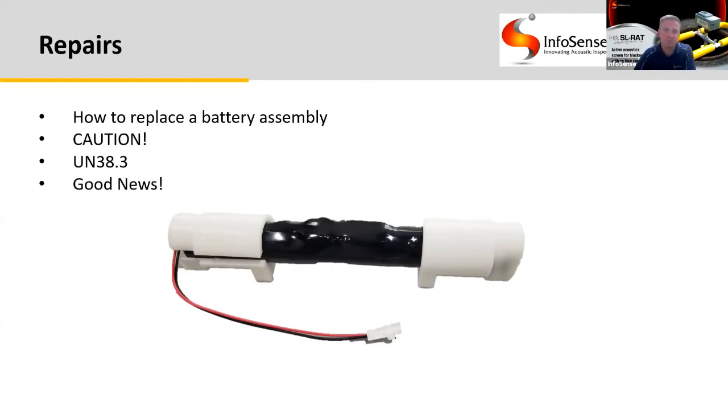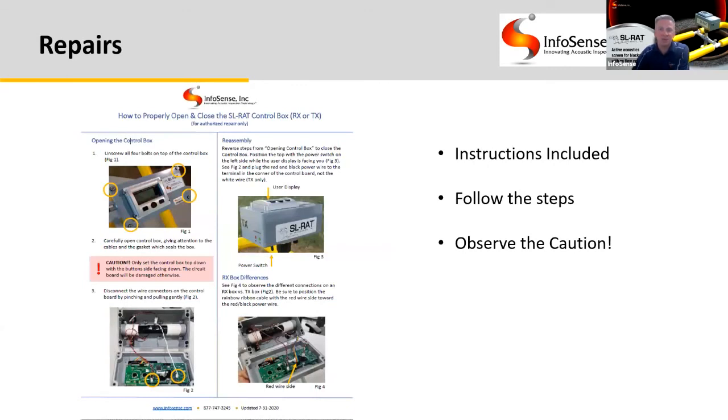When you purchase a battery from InfoSense, we will include 2 instruction sheets. The first one has instructions on safely opening the control box with details of how to reconnect the wiring inside. There is one big caution on this sheet. That is, when you remove the control box top, to be careful how you set it down. Do not set it down with the circuit board side facing the table. Set the box top down on the display bezel with the circuit board facing up. If you don't follow this instruction, you can damage the circuit board, which is an expensive mistake.